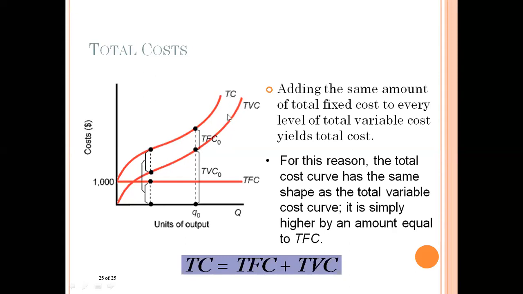वो कभी भी intersect नहीं करेंगे. क्यों? Because at every unit of output there is some fixed cost which is always fixed in nature. So their difference will also be always fixed in nature, and these two curves TC and TVC are not going to intersect with each other at any cost anywhere.